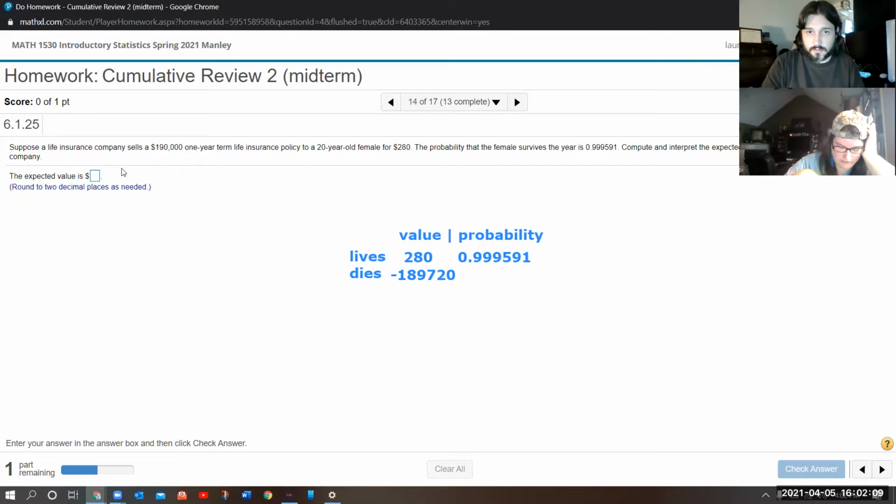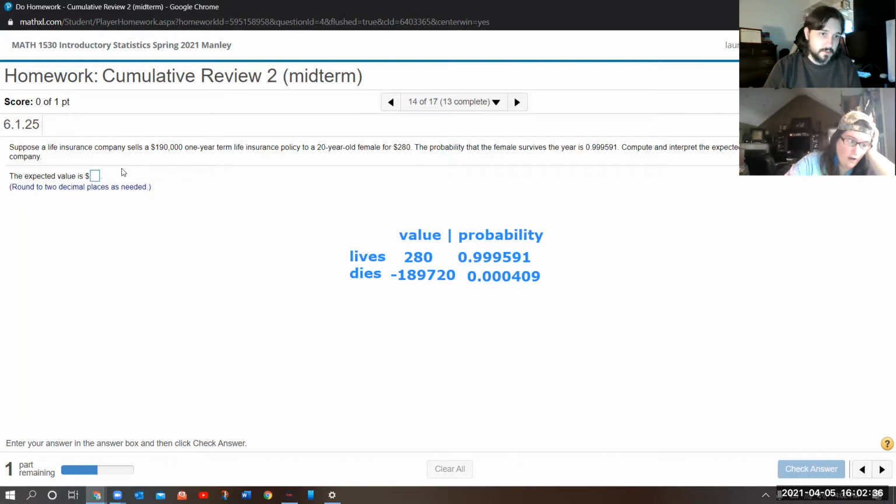0.999591 minus 1 is negative 0.000409. Yeah, but not negative, because these two probabilities all have to add up to 1. So it's positive 0.000409. Yeah, and I've reflected that in the little table.